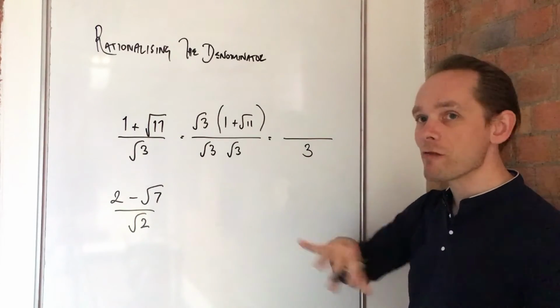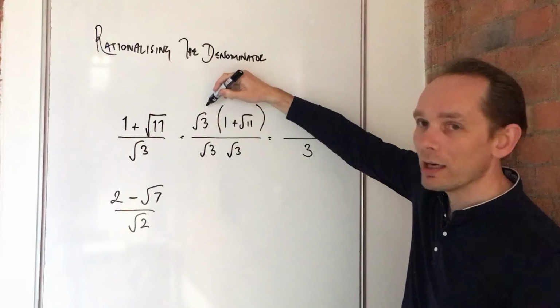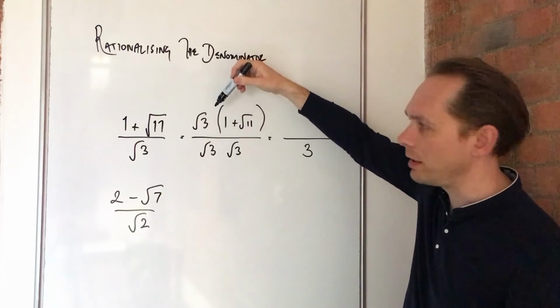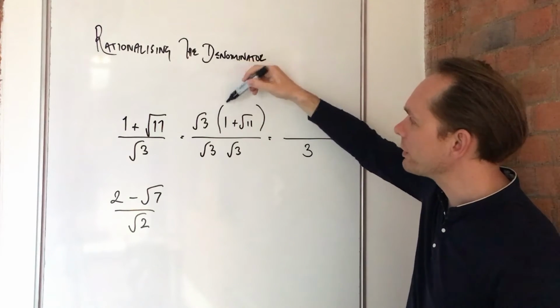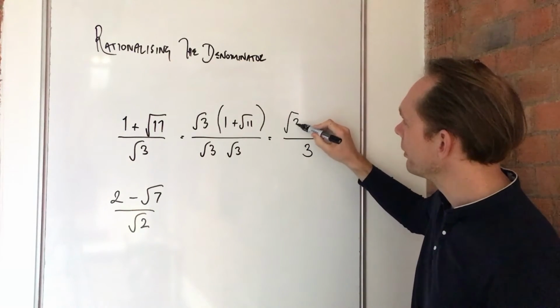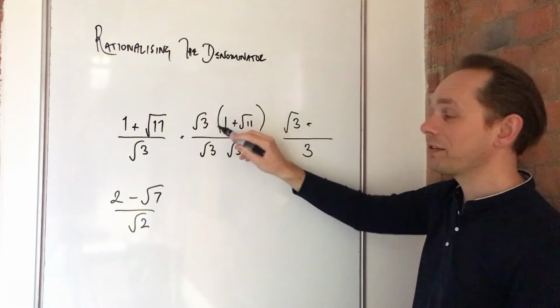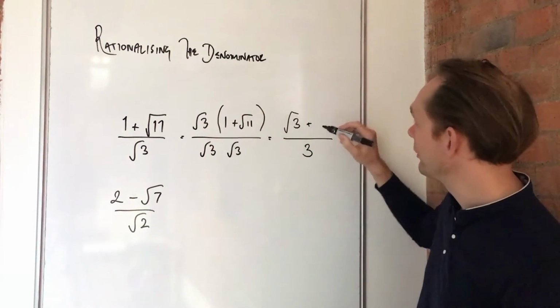So that's now rationalised. Now we've got to do the top bit, a little bit like expanding any other bracket in algebra. I always tell my students think of surds a bit like you think of x or y. Root 3 times 1 is root 3. And root 3 times root 11 is the square root of 33. You can just multiply those numbers.